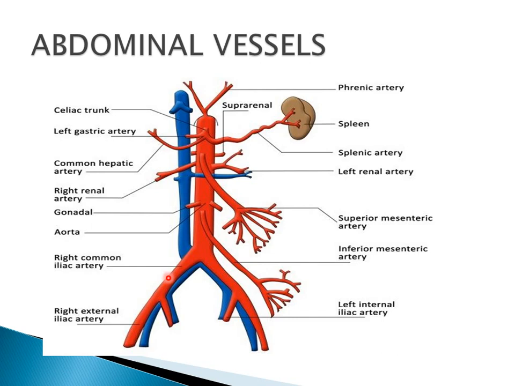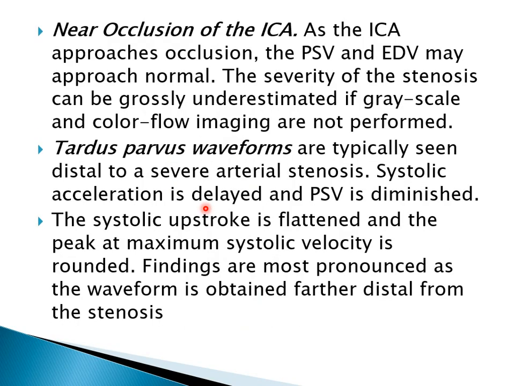We have abdominal vessels, abdominal aorta. Antegrade flow in the internal carotid artery. In common carotid artery occlusion, retrograde flow of the external carotid artery will show the reversal flow in the external.